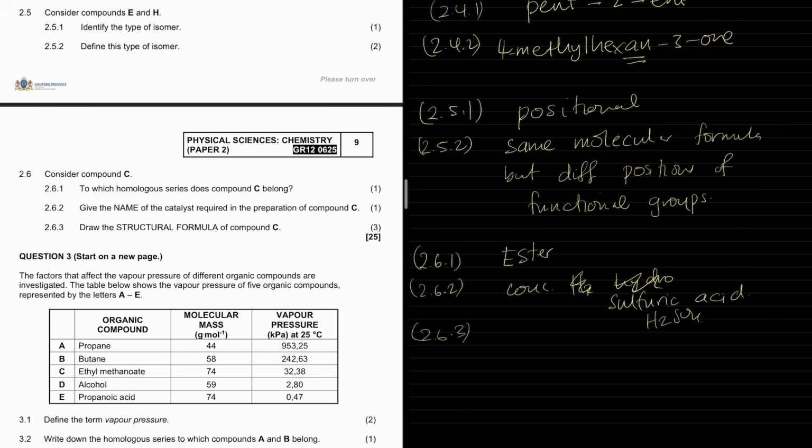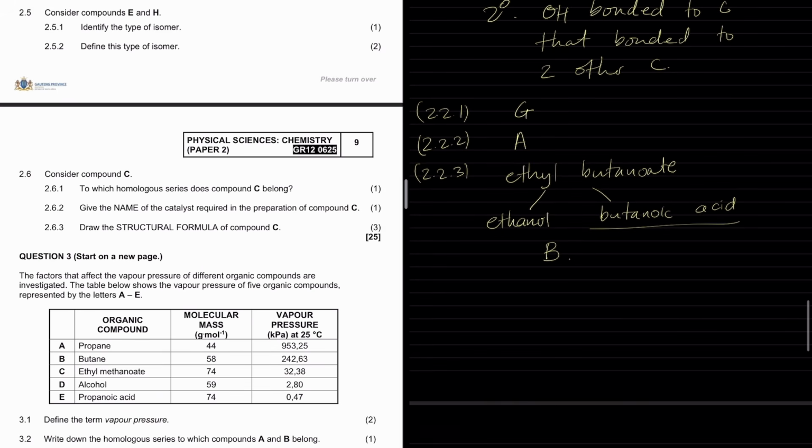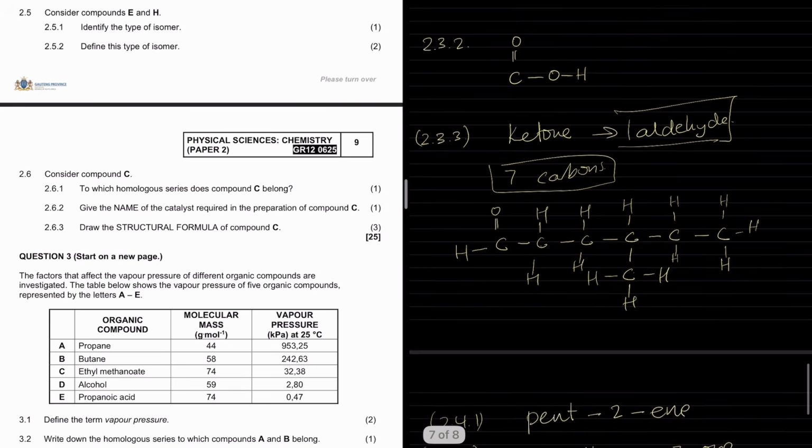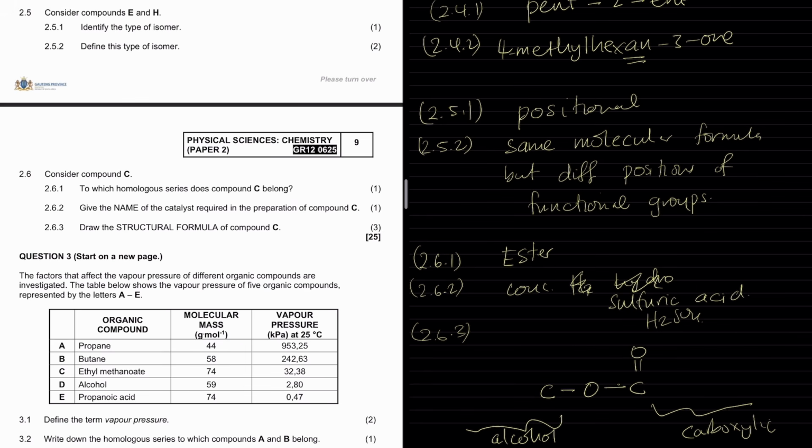They want us to draw this. When you're drawing an ester, just think of the C-O bonds. So CO, CO. This part is the alcohol, and this part is the carboxylic acid. The alcohol, as we mentioned before, is ethanol. Ethanol has 2 carbons. So that's 1 carbon, then we'll have another carbon, and we will complete this with hydrogens.